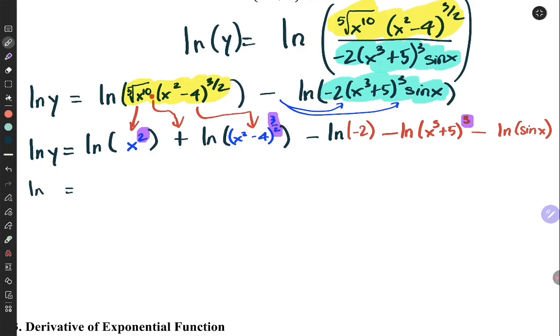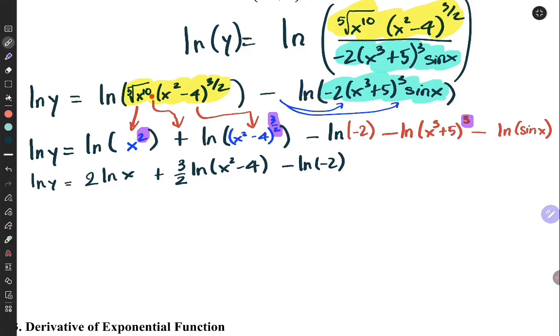So ln of y equals 2 ln of x plus 3 over 2 ln of x squared minus 4 minus ln of negative 2. That shouldn't be negative, to be honest. Next semester, I'm going to change that to positive. Okay. 3 ln of x cubed plus 5 minus ln of sine x.